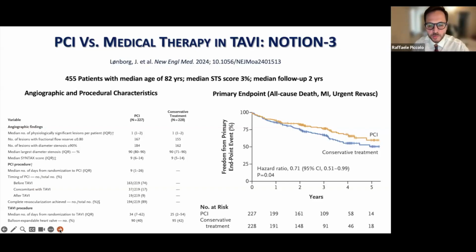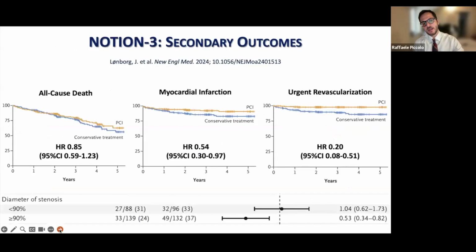Patients randomized to PCI had a lower risk, with a 29% relative risk decrease of the primary endpoint in comparison to those randomized to conservative treatment. Next one, you can see here the components of the primary endpoint. Actually, this benefit was not driven by all-cause death, because there was actually no difference between the two groups. We had a remarkable decrease in the risk of myocardial infarction and urgent revascularization.